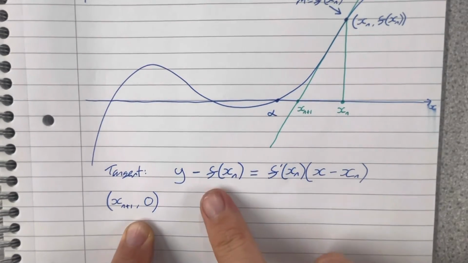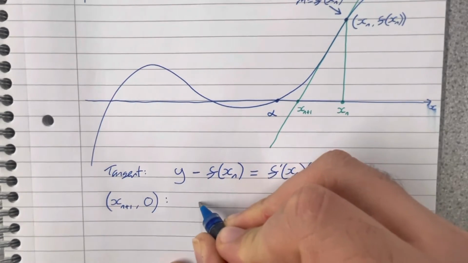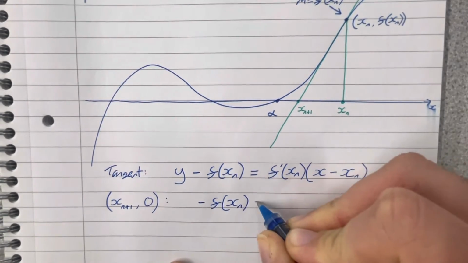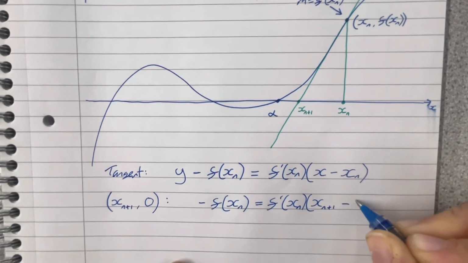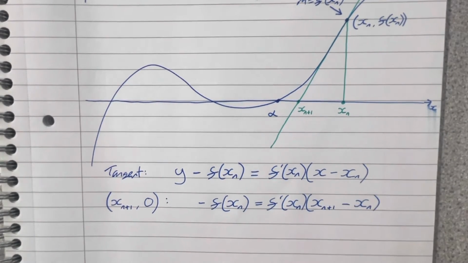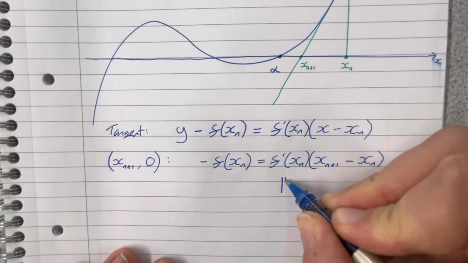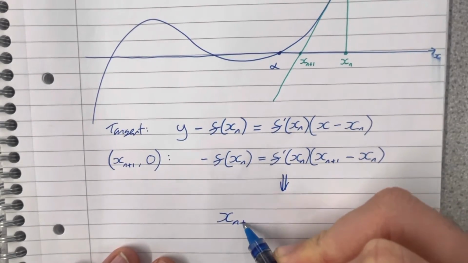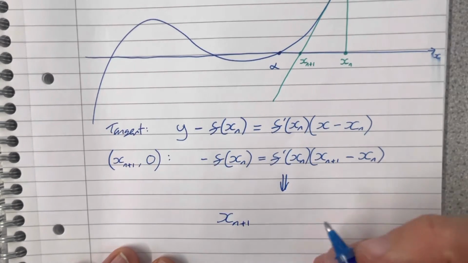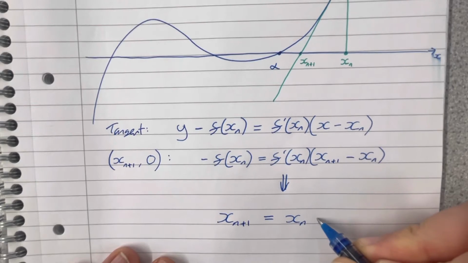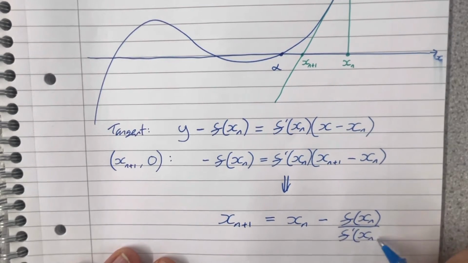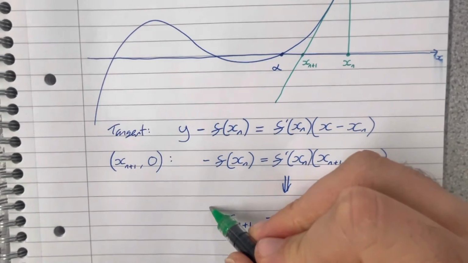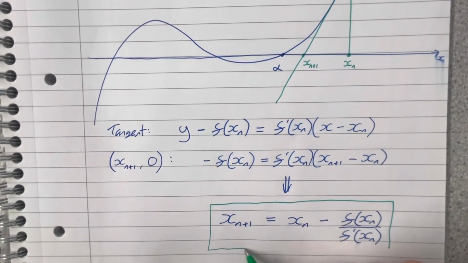Okay, so that point is going to lie on this tangent. So that's going to give us minus f of xn, because y is 0, equals f primed of xn into xn plus 1 minus xn. Okay, so that's now xn plus 1 and xn in the same equation. So if I just rearrange that, I can make xn plus 1 the subject: divide by the derivative and then add the xn. xn plus 1 is going to be equal to xn minus f of xn divided by f primed of xn. And that is the Newton-Raphson formula. That's the iterative formula that we're going to be using in this video.